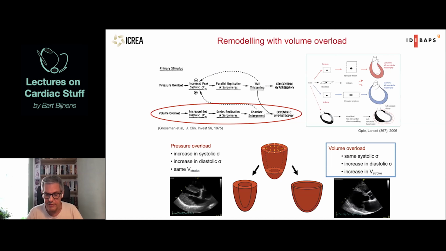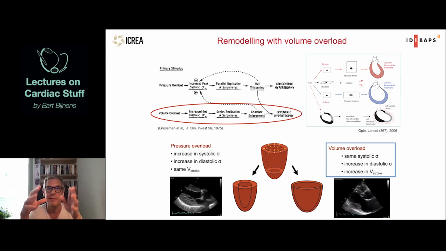Now, what's happening when we have this volume overload? In order to generate this increased volume, we have to increase our filling. That means that mostly your end diastolic pressures will increase. So you will have more atrial filling, for example, also. So the end diastolic pressures increase.